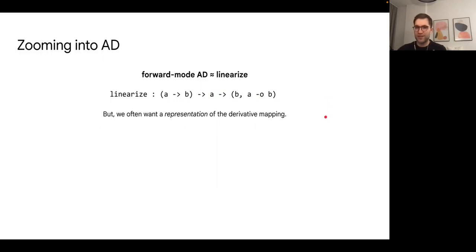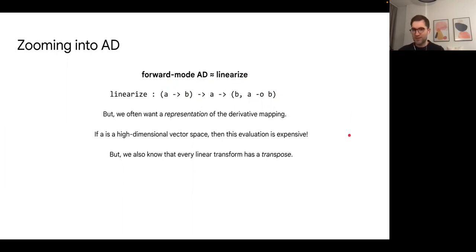What is sad is that we often want a representation of this derivative mapping. Here it is represented as a function. We often want it as a matrix. In particular, the interesting case for gradient-based optimization is when B is a scalar and A is a very high-dimensional space. Think like a billion parameters in a neural network. You will want the full Jacobian, which in this case is like a billion by one matrix. So one way to do it is, we have this function, and if you want the Jacobian in some basis, we can evaluate this function over every single basis vector. But obviously, if your input vector space is billion dimensional, this is very expensive, because the evaluation of this function is at most a constant factor as expensive as the evaluation of this function.